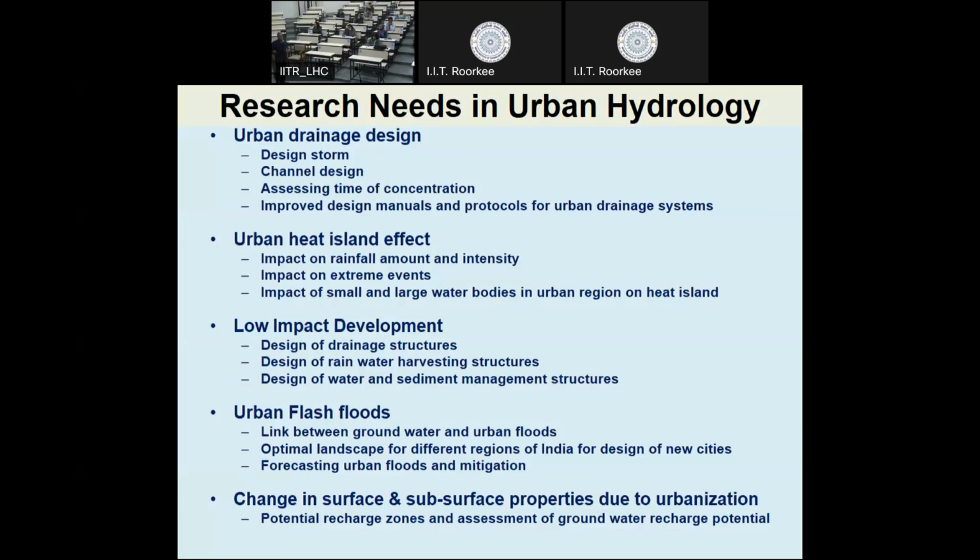Then the urban heat island effect is going to be very important for our big urban areas particularly. So what are the impacts of UHI on rainfall amount, rainfall intensity, and extreme events, and how do water bodies help in countering urban heat island? There are studies conducted for Bangalore, which say that as you have more urban water bodies, more ponds, the urban heat island effect is less. As you have more vegetation, urban heat island effect is less. But how can we then plan our cities so that this impact is reduced?